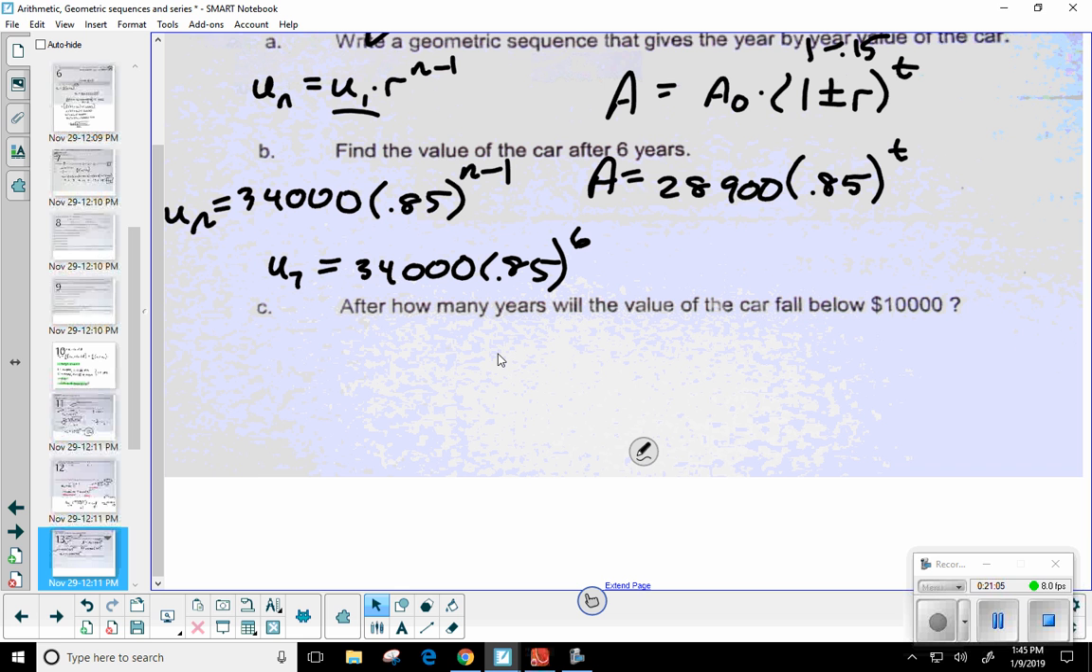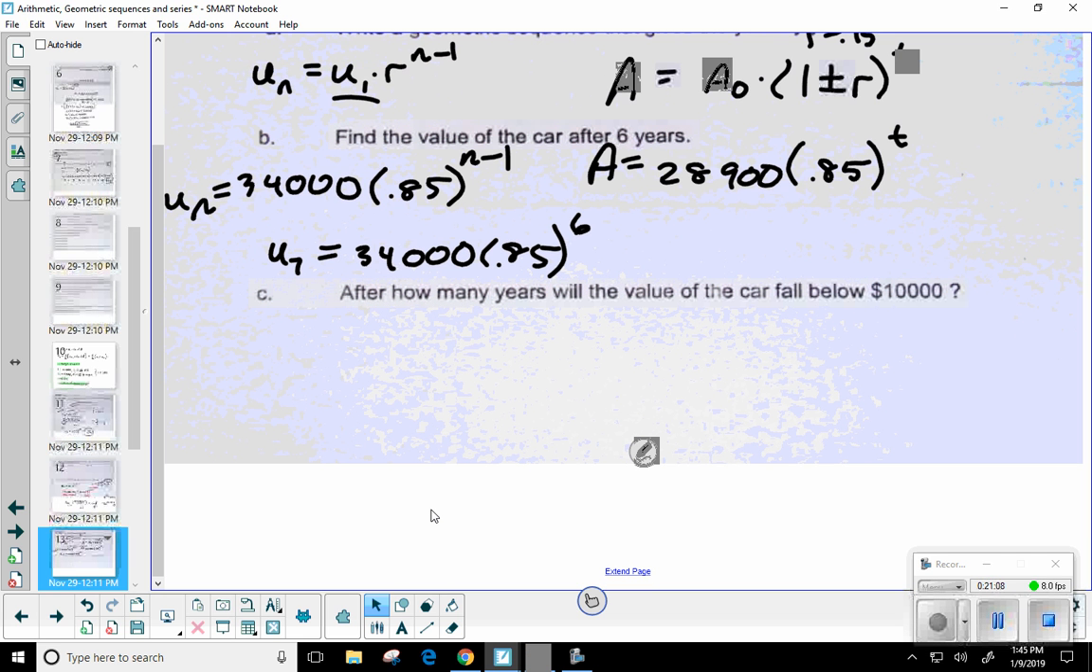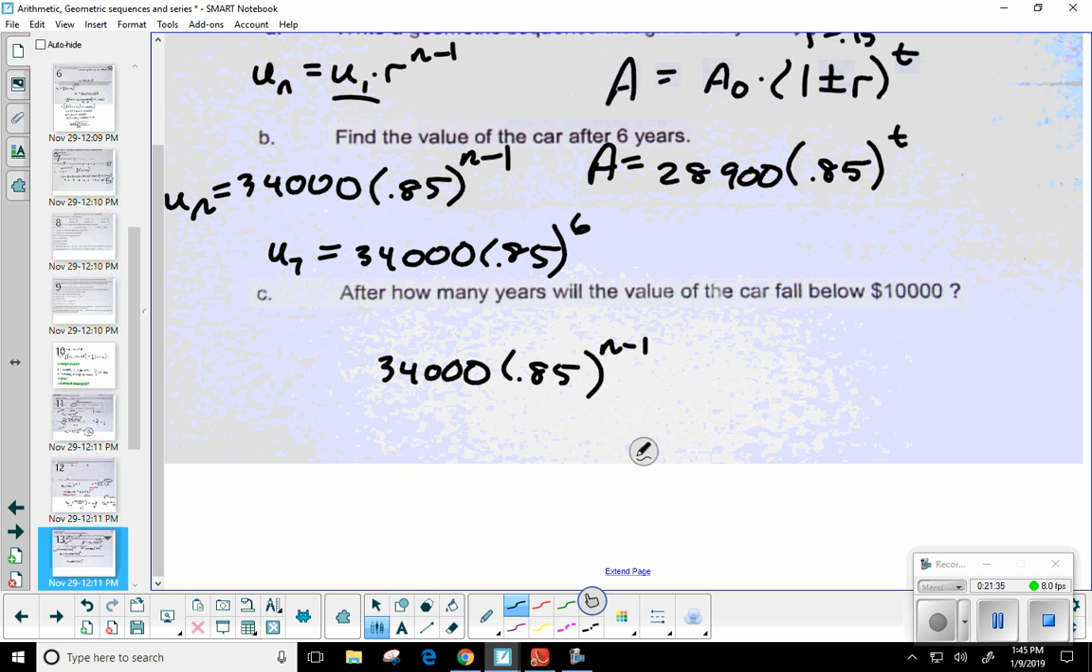Okay. Now, after how many years will the value of the car fall below $10,000? Okay. So for this one, I think I'm just going to go back to, well, you want me to stick with the geometric? Okay. Let's just use the one that we had. So we started with 34,000, times 0.85 to the power of n minus 1.